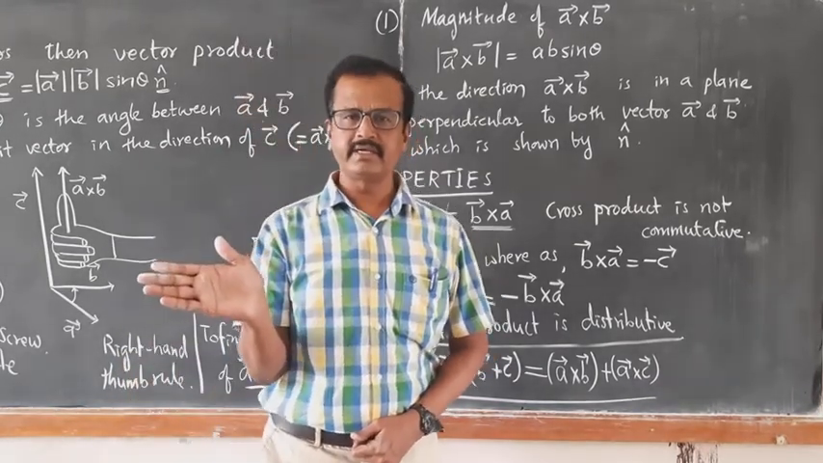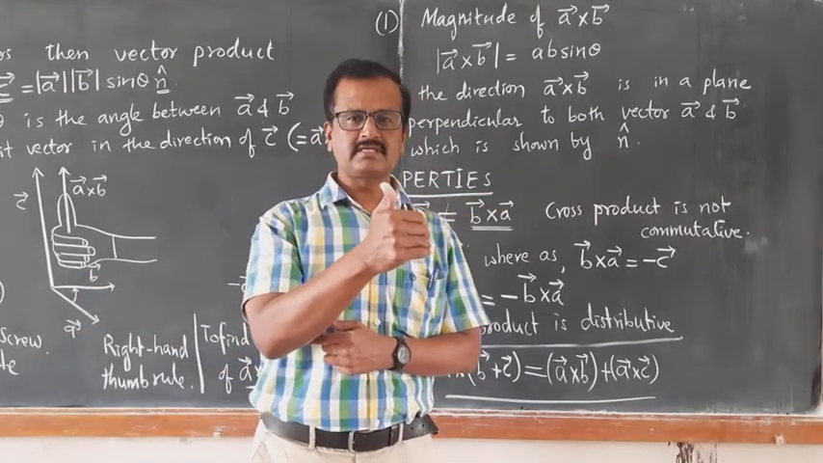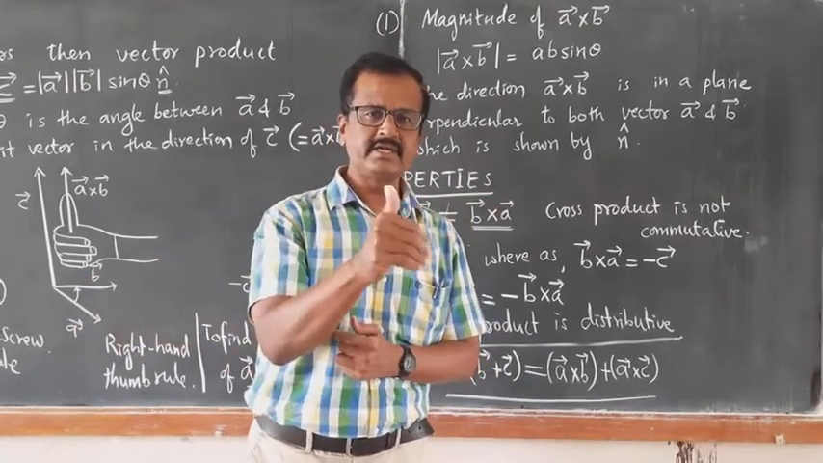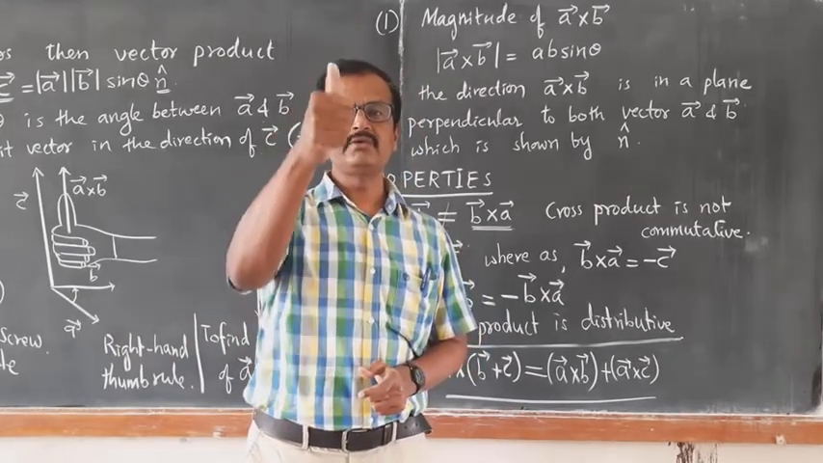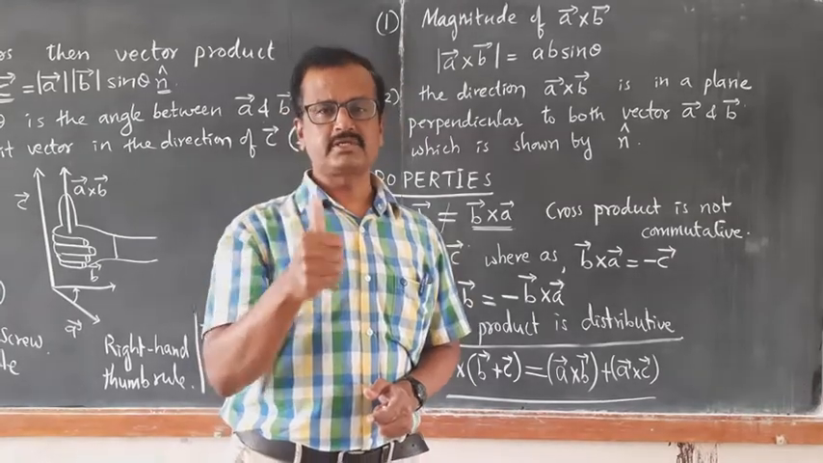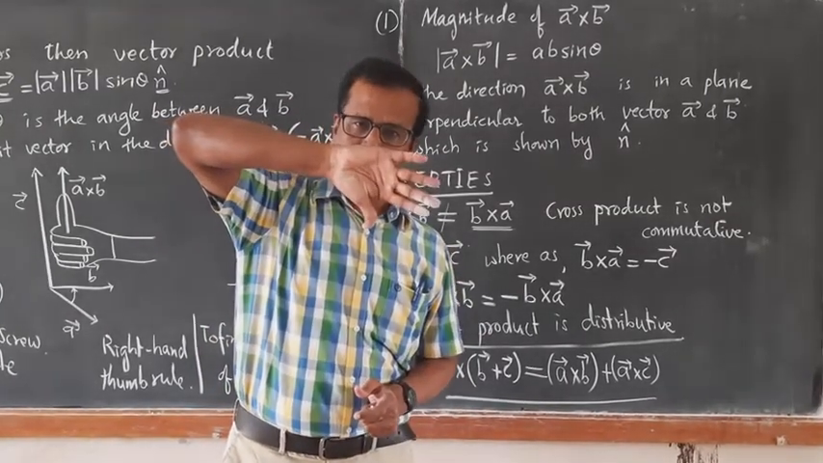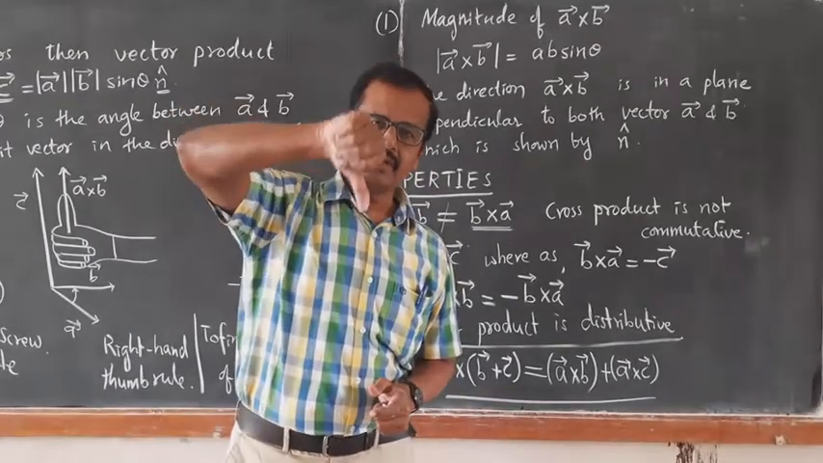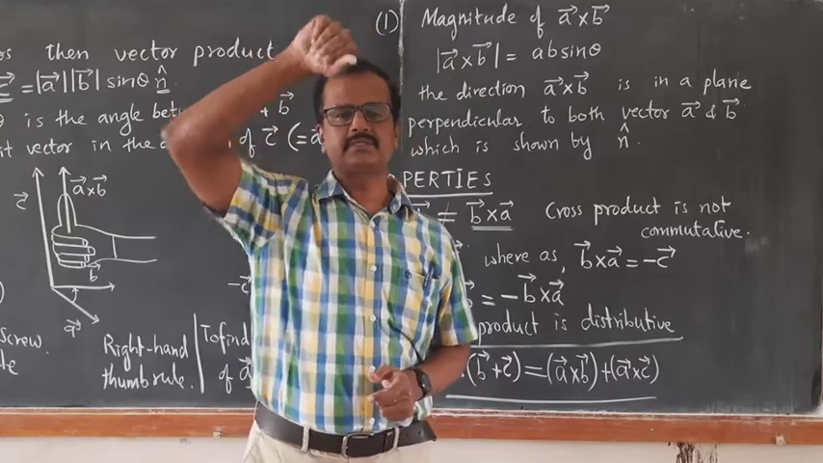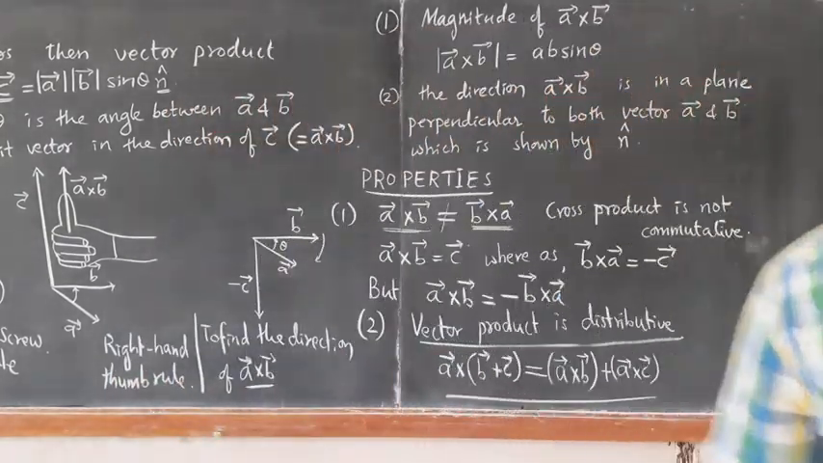If you rotate the vectors in the anti-clockwise sense, you see the thumb points upwards. So that gives you a positive product. If you rotate the vectors in the clockwise sense, then the result will give you a negative cross product. So please remember this. This is very important. Now let us see further.